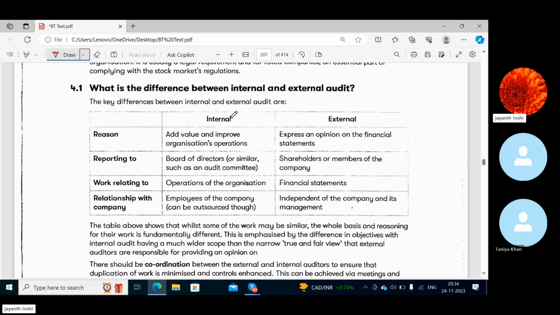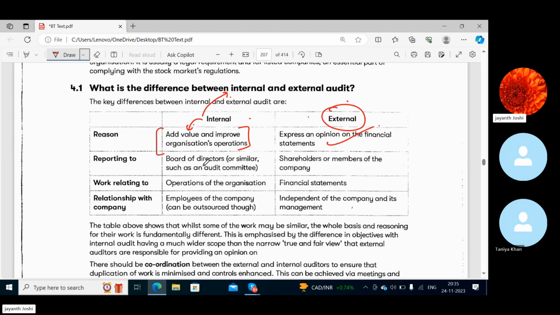So we will see some differences between internal and external auditors. Internal audits review and add value and improve the organization's operations. Of course, they will be checking all the functionalities and the records internally. That sends a message to the stakeholders that everything in the company is happening, that they are vigilant about things, and that they have a strong control system. It will add value to the company and improve the operations. External auditors express an opinion on the financial statements. That is their job to do.